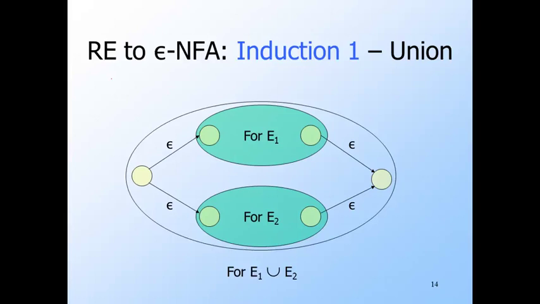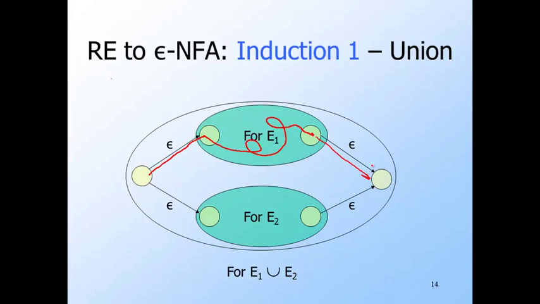If there's a path from the new start state to the new final state, it must consist of epsilon transitions at the beginning and end with a path that is either wholly within E1 or wholly within E2. So, for example, the path might look like this. Go here, and then wiggle around, could go through the same state many times, finally comes to the old final state of E1, and then out to the new final state.